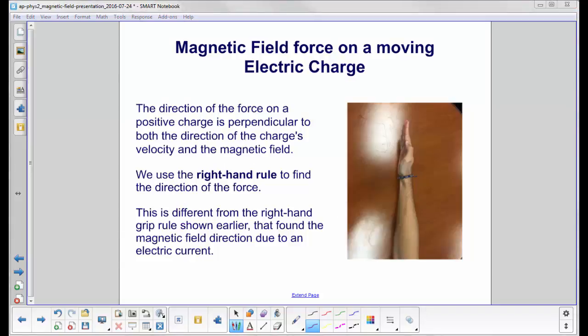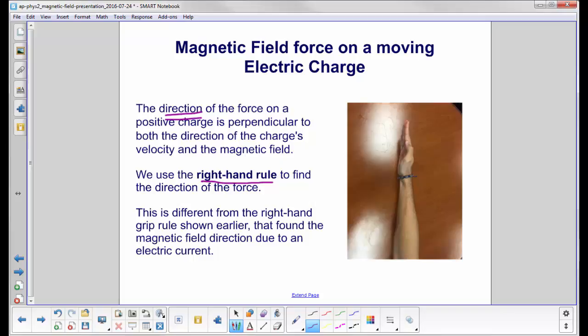The previous slide gave you the magnitude of the force. Now we want to find the direction of the force. Basically, it's perpendicular to both the direction of the charge's velocity and the magnetic field. In vector analysis, this is called the cross product. We're going to use the right-hand rule to find the direction of the force.